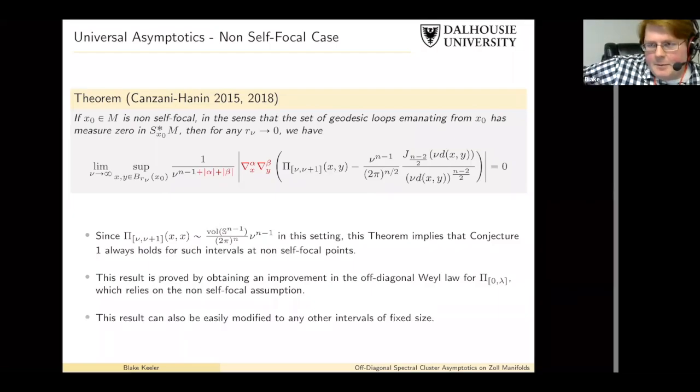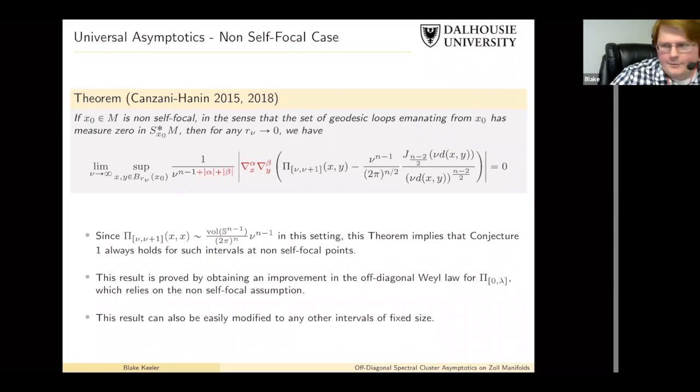And like I mentioned, this can be modified to other intervals of fixed size. So there's nothing special about nu to nu plus 1. You could look at nu minus a half, nu plus a half, or minus a quarter plus a quarter. Doesn't really matter. So this is a fairly general result. There's no global assumption here. You just need that the point that you're localizing near is non-self-focal.